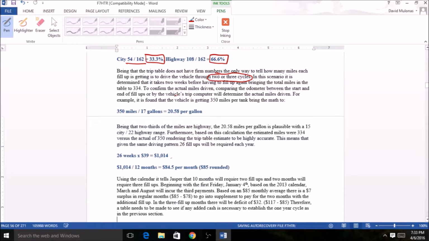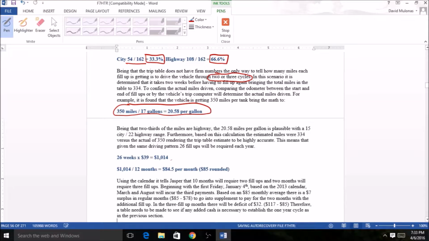Further in this example, based on the miles that Jasper's driving and what his tank would be, we know that he's going to get 350 miles per tank. And we can see that 350 miles divided by 17 is 20.58 miles a gallon. So again, we just hypothetically said that Jasper drove and knew that he was getting 350 miles per tank.